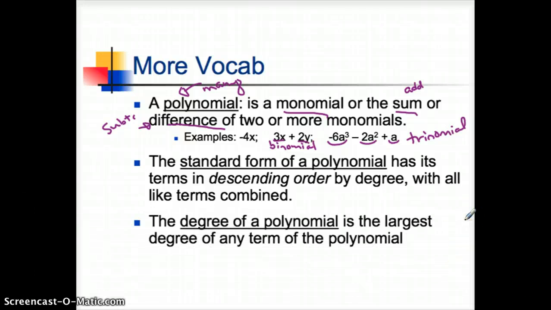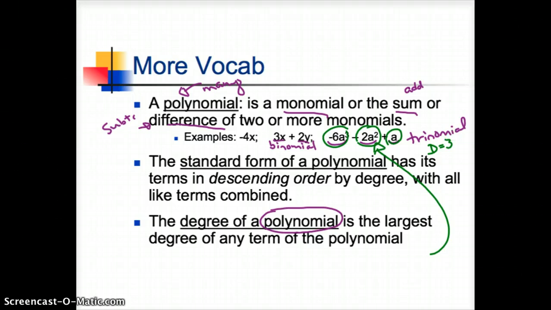The degree of a polynomial is the largest degree of any term of the polynomial. So, for example, if I look back up here, this trinomial, this first term has a degree of 3, this one has a degree of 2, and this one has a degree of 1. We'd call that degree 3. You just say the highest of any of the degrees, okay?